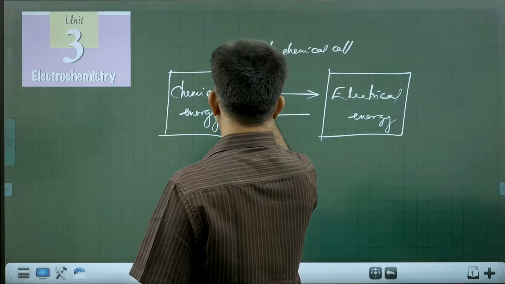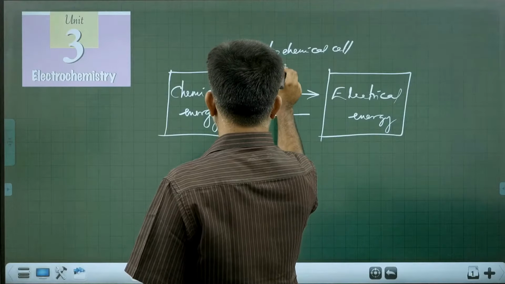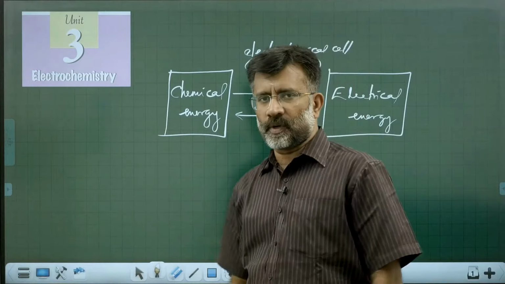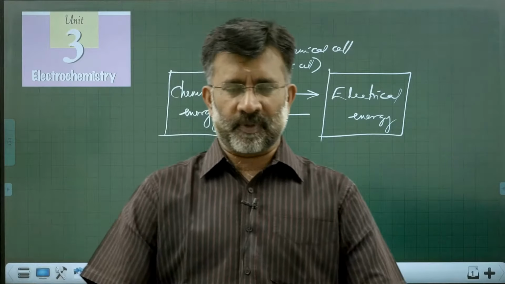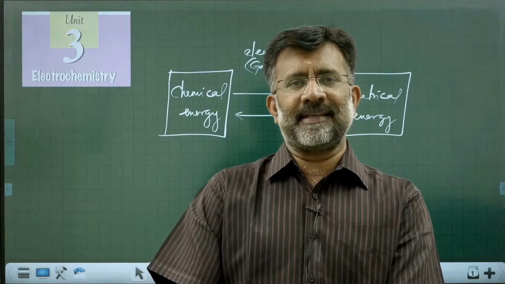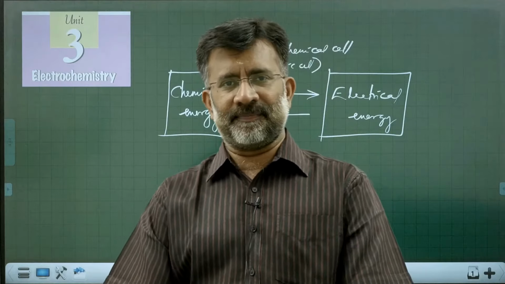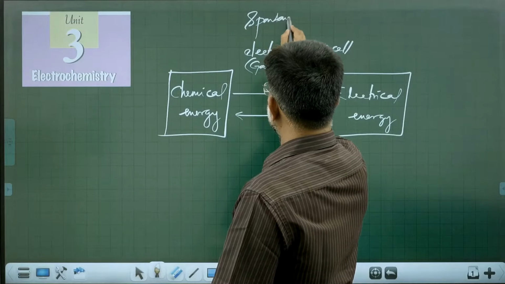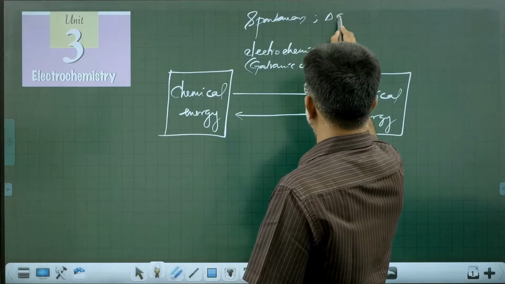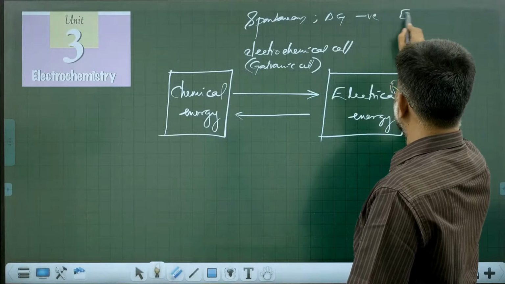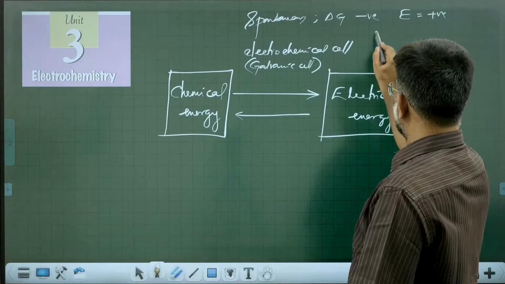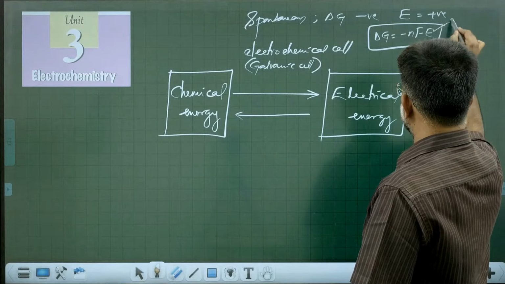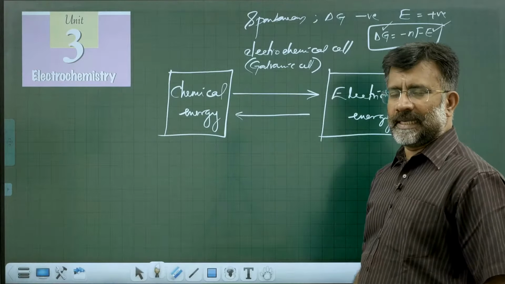A typical example is the galvanic cell or Daniel cell. It is a naturally working system. It is a spontaneous process where chemical energy is converted to electrical energy. The reaction is spontaneous in nature, where delta G is negative and EMF is positive. All of you know delta G is equal to minus nFE. So when EMF is positive, quite naturally delta G is negative.